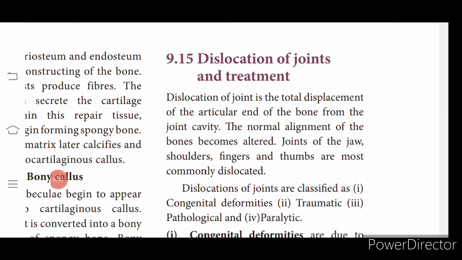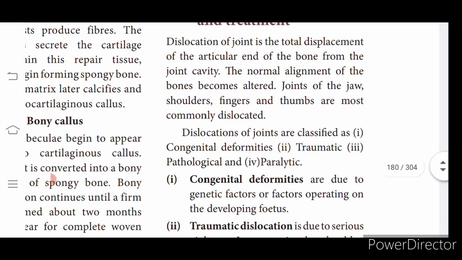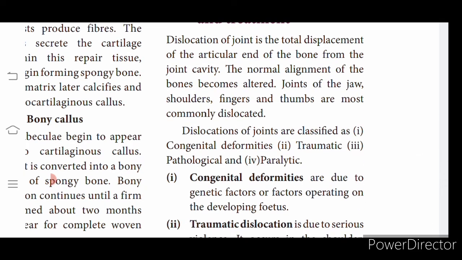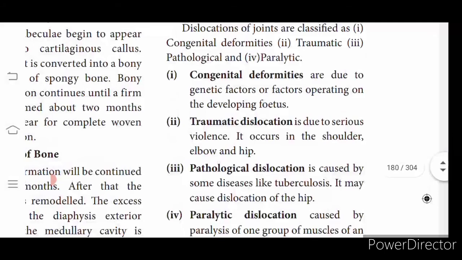Dislocation of the joints. A fracture is a condition where the bones get broken, and dislocation means a bone moving from its original position. It is common with players. You might have seen that most cricket players suffer from dislocation of the joints. Sometimes it may occur in the congenital stage. What is congenital? It is from birth. Congenital deformities are due to genetic factors and factors operating on the developing fetus.